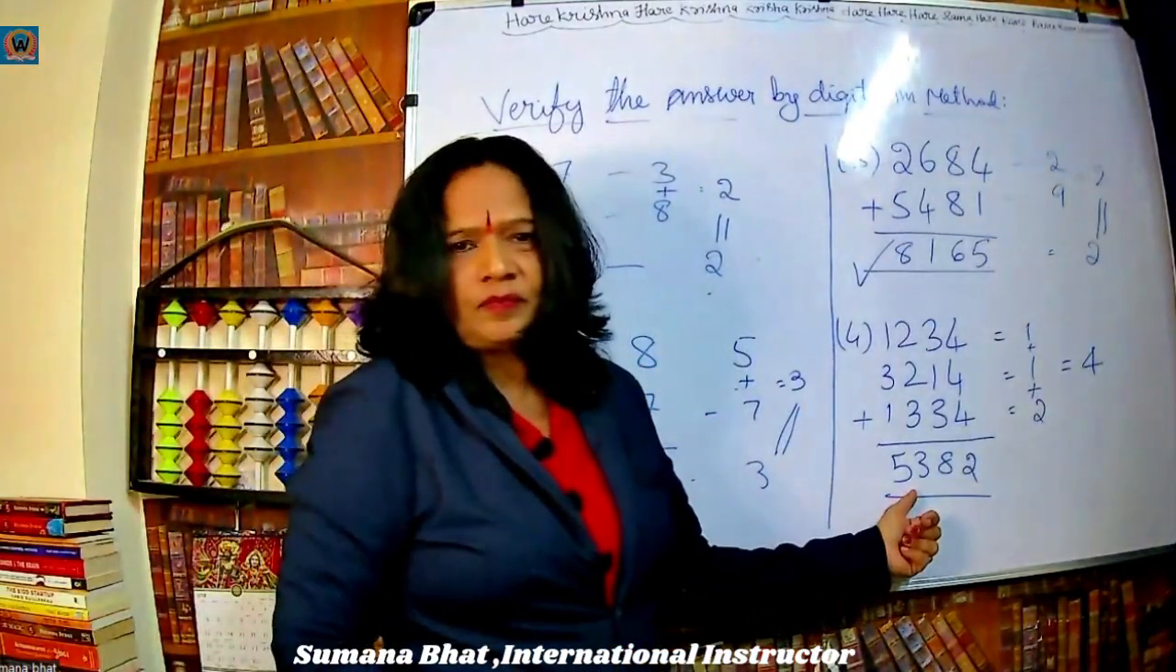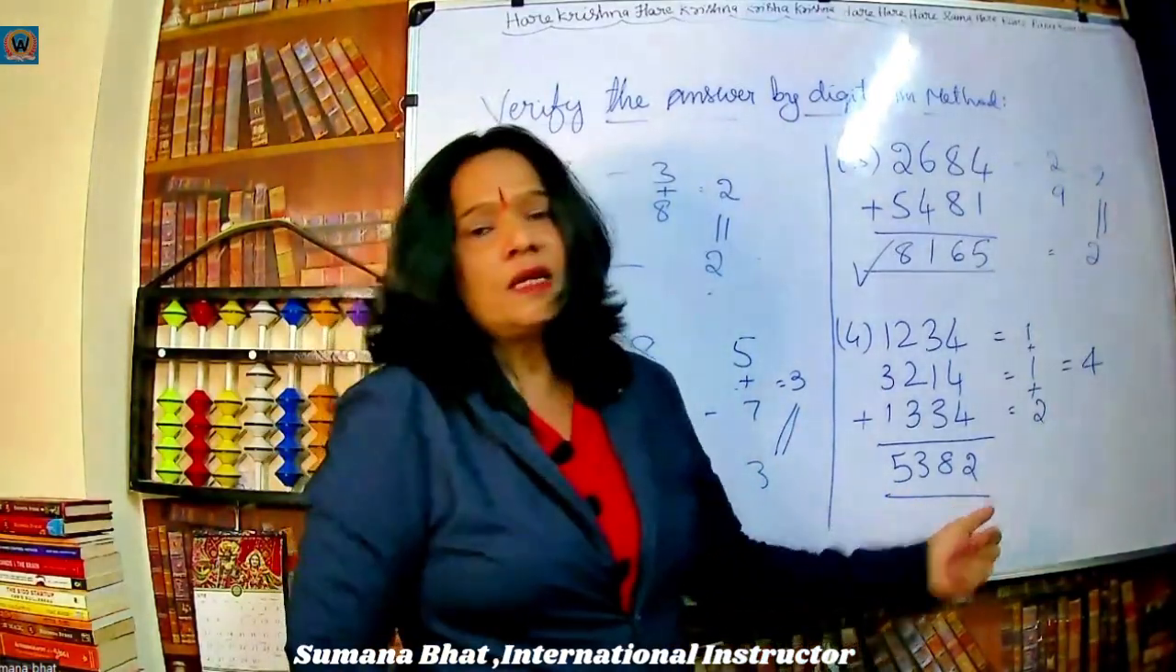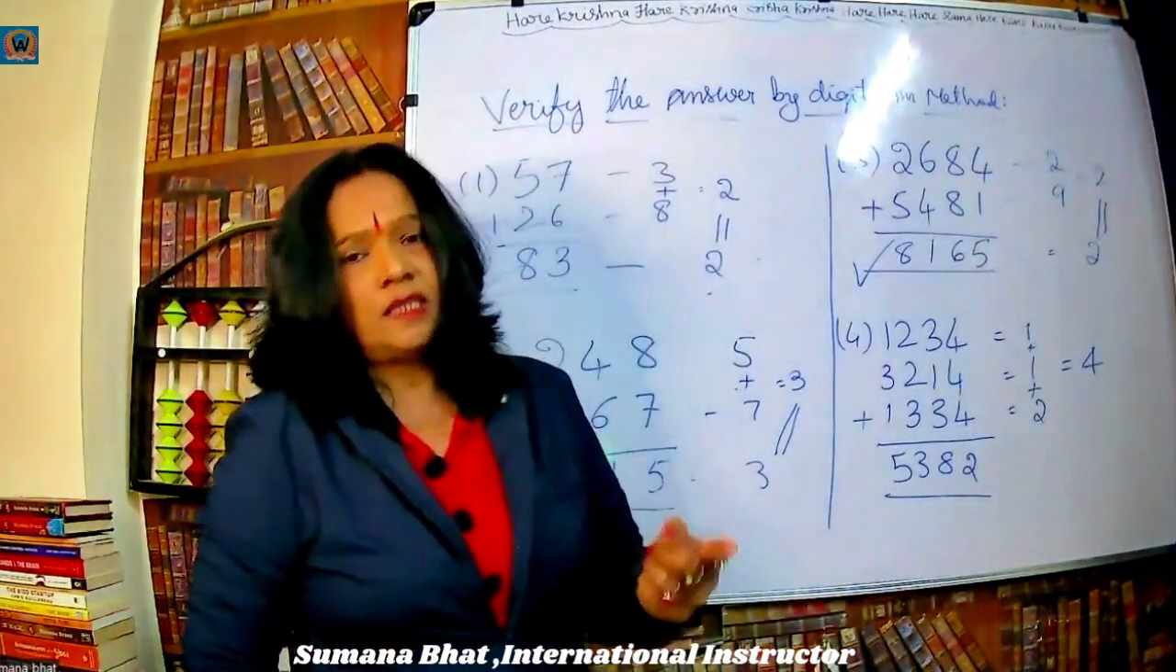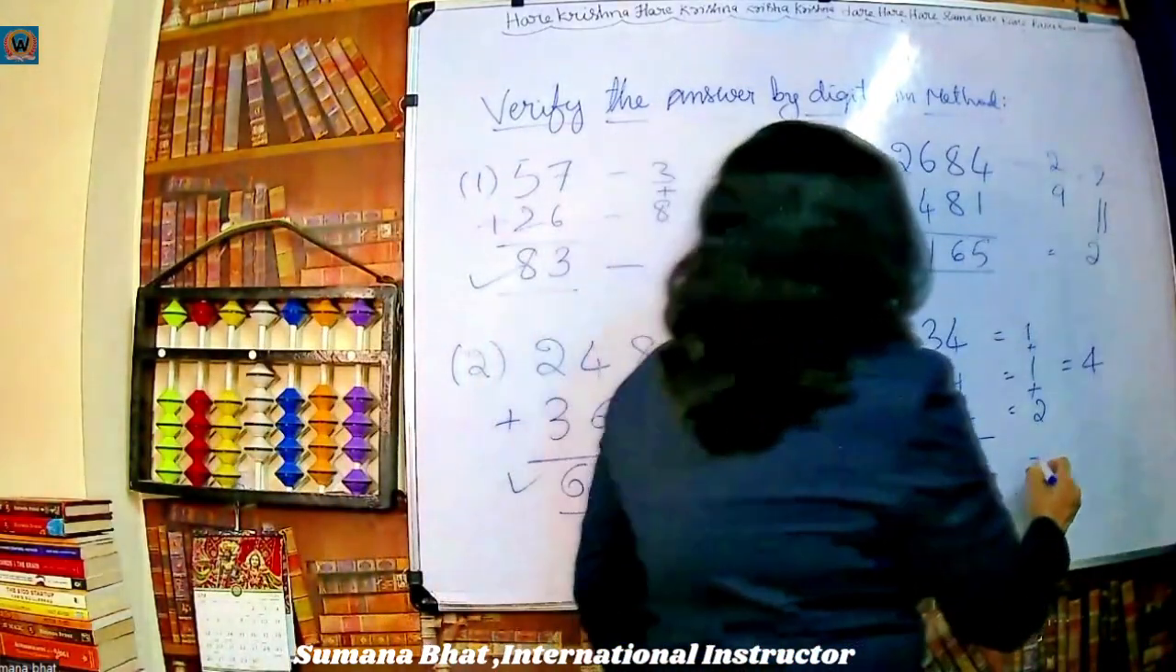5 plus 3, 8. 8 plus 8, 16. 16 plus 2, 18. 18 means 1 plus 8, 9.